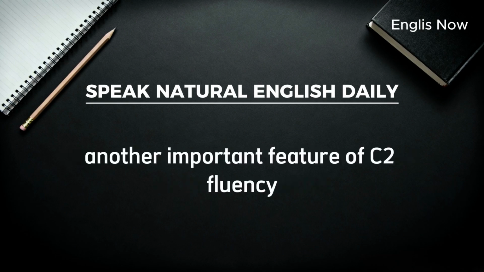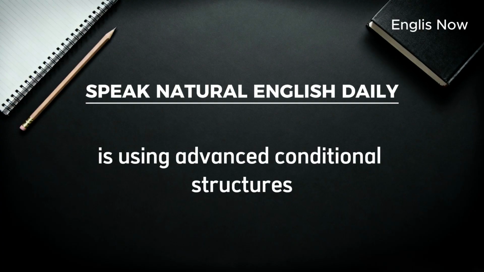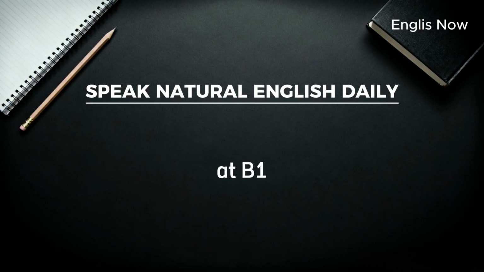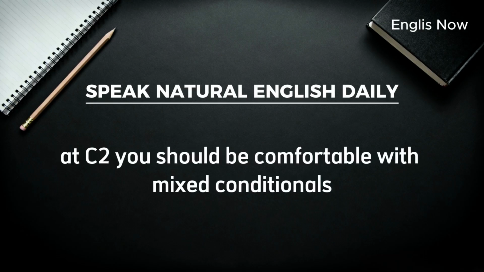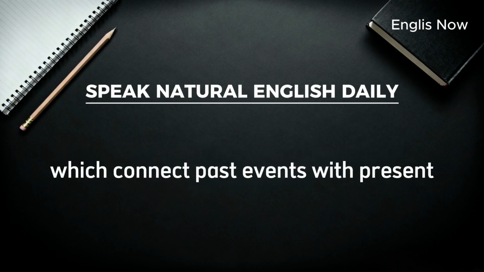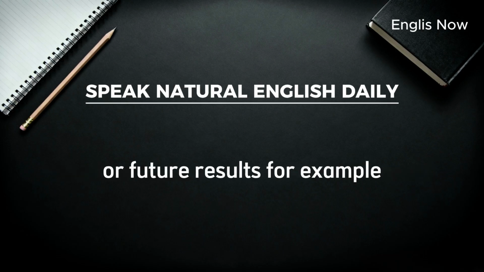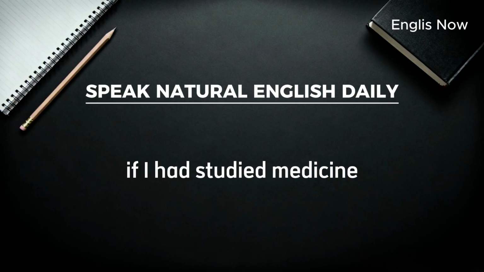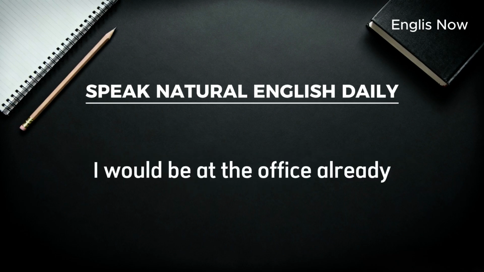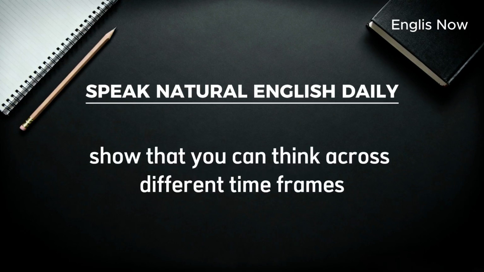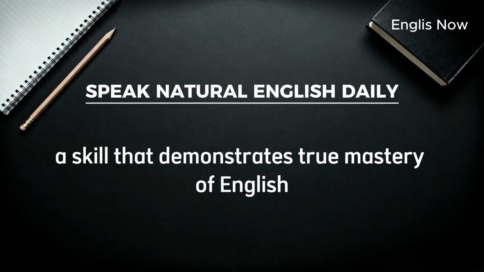Another important feature of C2 fluency is using advanced conditional structures. At B1, learners usually know first and second conditionals. At C2, you should be comfortable with mixed conditionals, which connect past events with present or future results. For example, if I had studied medicine, I would be a doctor now. Or, if I hadn't missed the train, I would be at the office already. These sentences show that you can think across different time frames, a skill that demonstrates true mastery of English.